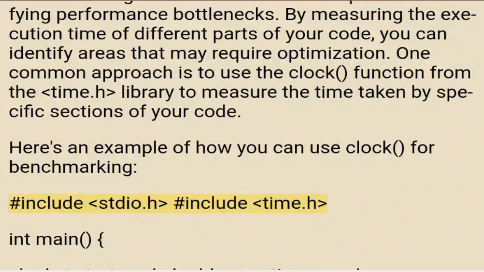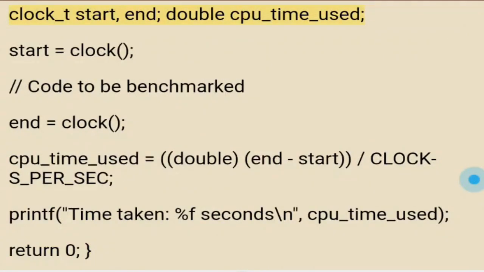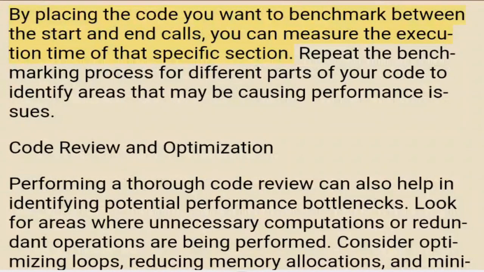#include <stdio.h> #include <time.h> int main. clock_t start, end; double cpu_time_used; start = clock(); code to be benchmarked; end = clock(); cpu_time_used = ((double) (end - start)) / CLOCKS_PER_SEC; printf("Time taken: %f seconds\n", cpu_time_used); return 0. By placing the code you want to benchmark between the start and end calls, you can measure the execution time of that specific section. Repeat the benchmarking process for different parts of your code to identify areas that may be causing performance issues.